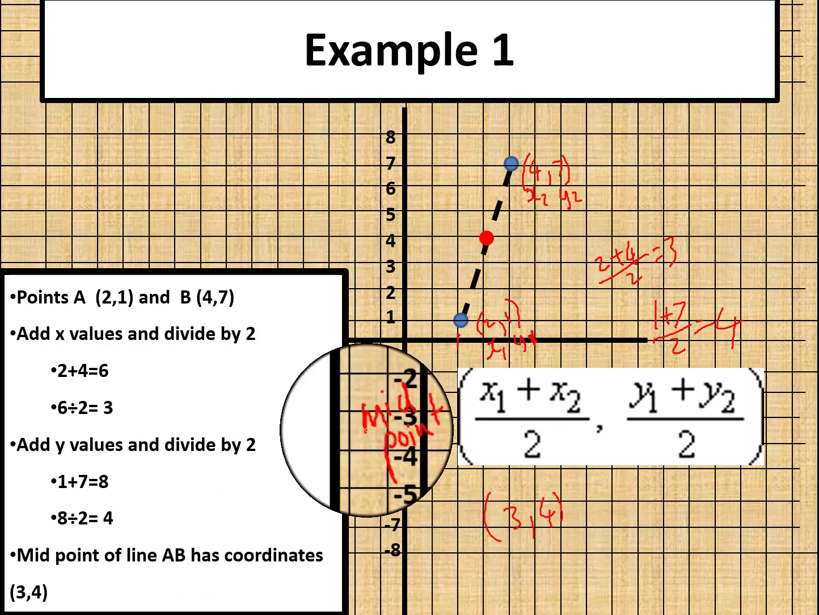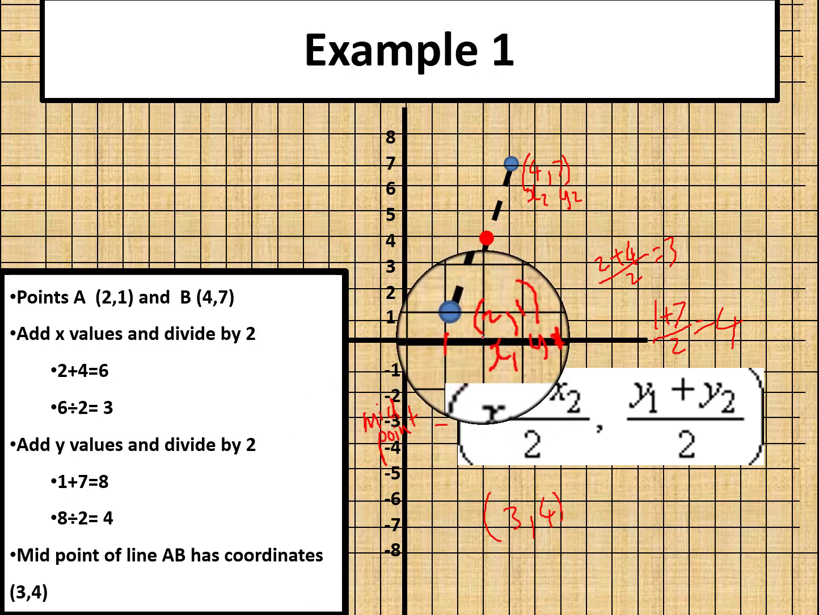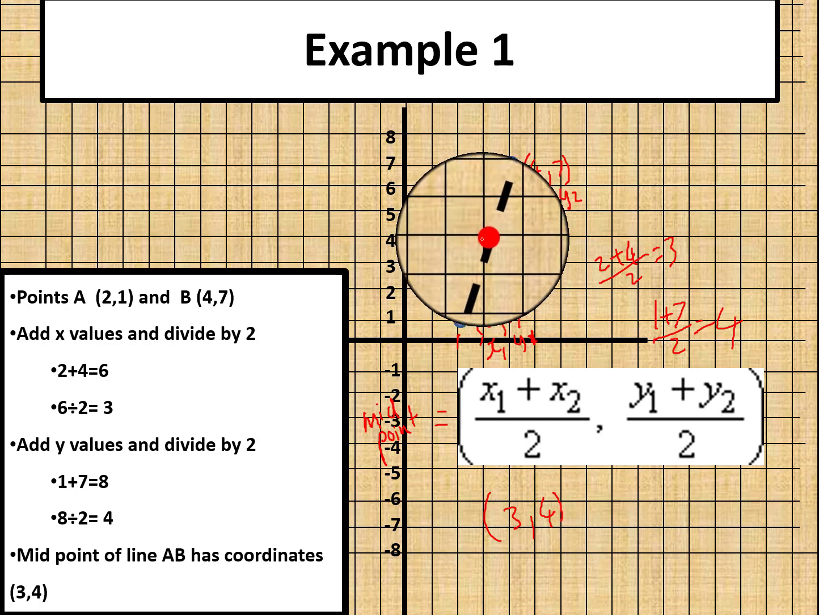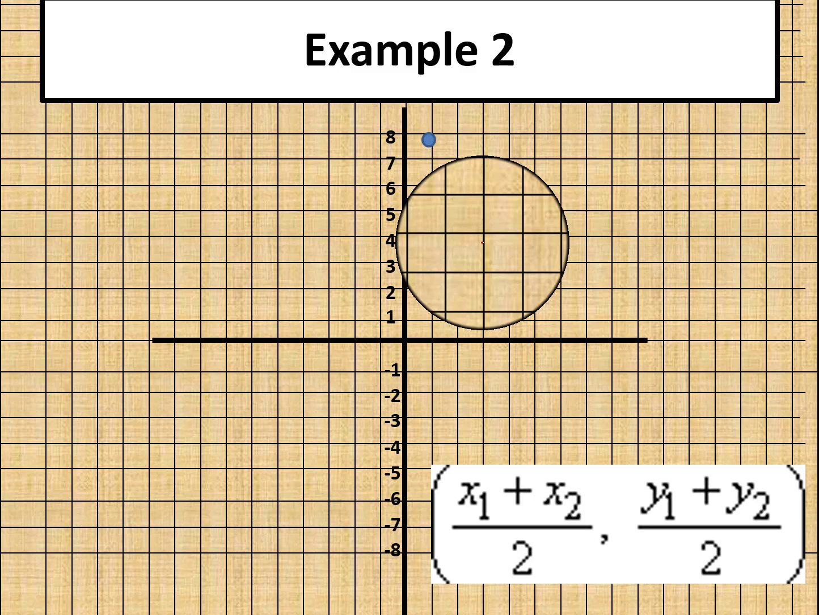And you can actually just see that here visually. That's 3 and that is 4 there. And so that is really going to boost your understanding of why this works. That's (3, 4). Right. I'm going to do one more for you.